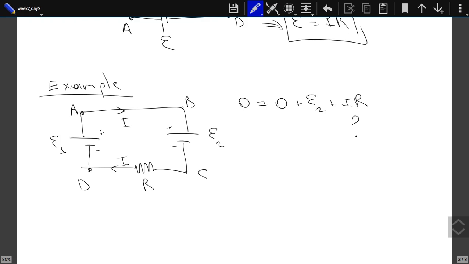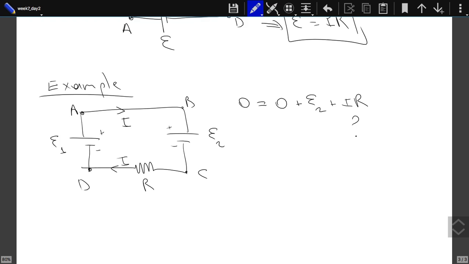Well, there is one question though. I don't know the direction of the current. So should I put a plus sign or a minus sign? Plus sign. Why? Because I is not defined. Well, we can define this version of I to be positive. It turns out that I is in this direction negative.